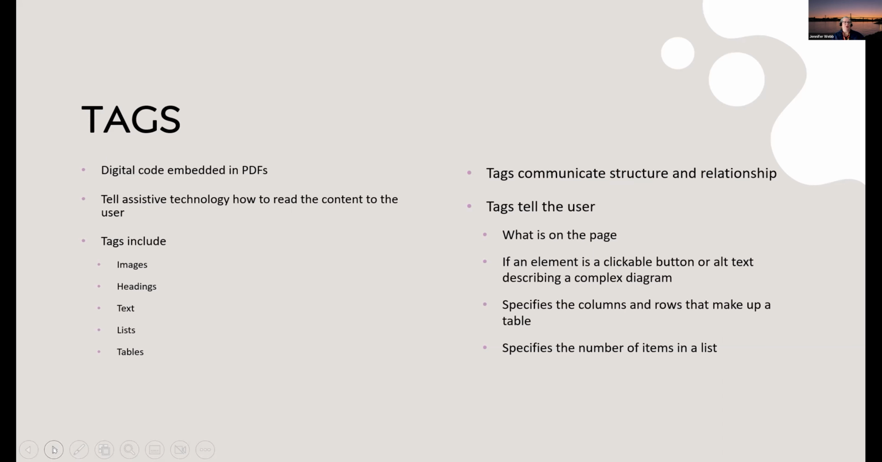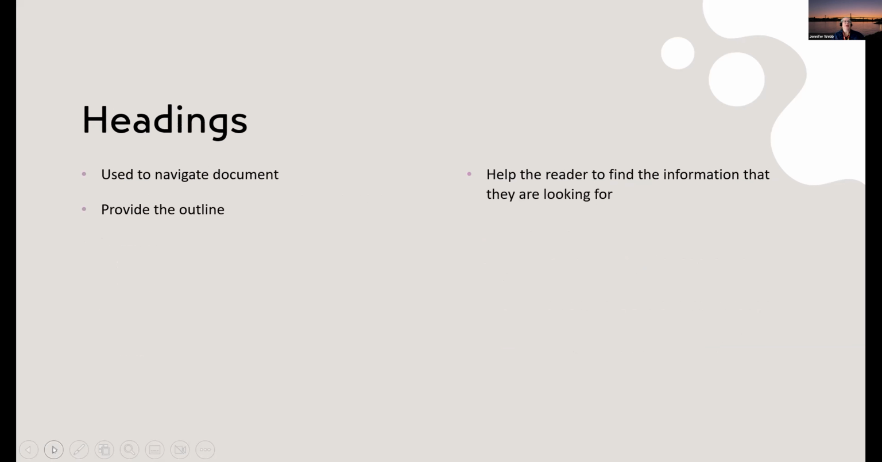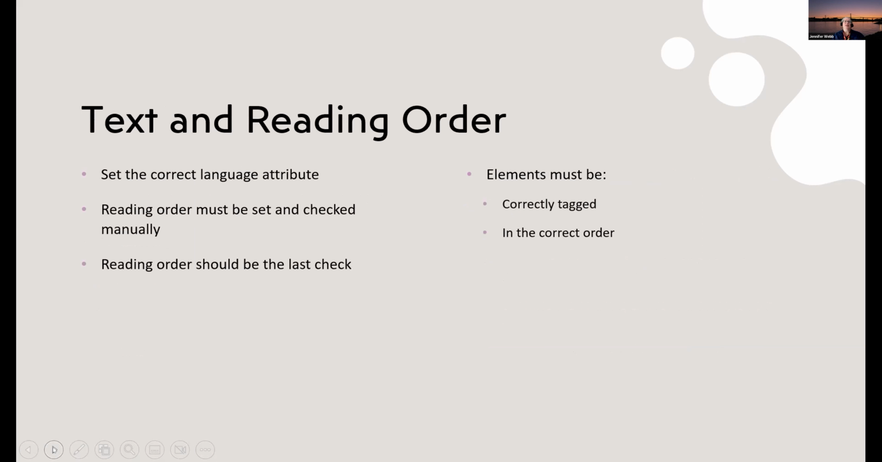And all of those things are important to assistive technology. So the headers are used for navigation, and they provide an outline, and they help the reader to find information when they're looking for it. The text order, if you can imagine, you open your screen reader, it starts reading, but it's reading all over the page. So you want to set the correct language attribute so that it knows first the language. You want to have the reading order set and checked manually.